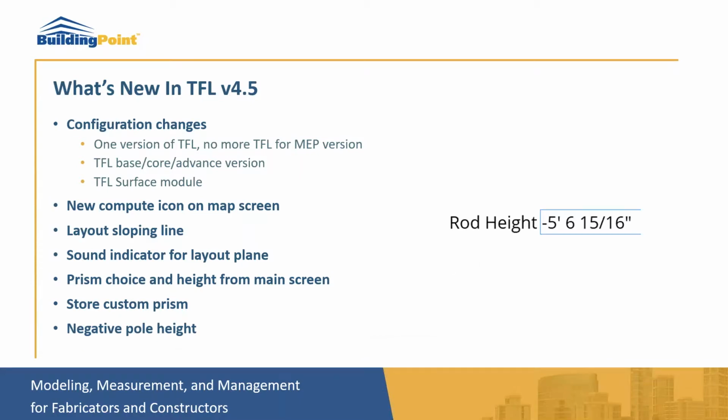And last but not least, they made the negative rod height available. So when we're working with a head-down level bubble or inverted rod, we can now key in our rod height with a negative value to make sure that we lay out our points on the ceiling at the appropriate elevation.